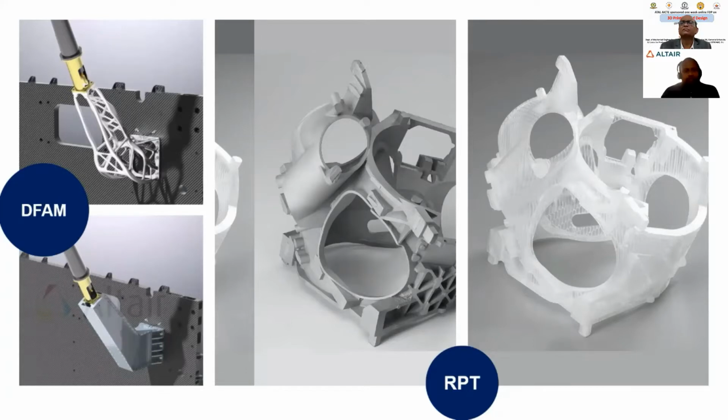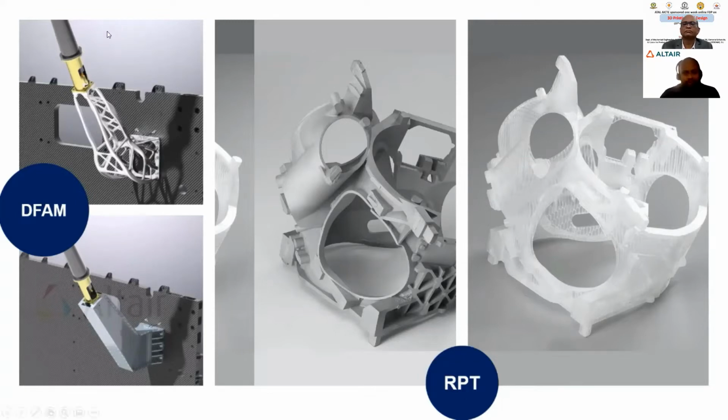Yeah. So that is DFAM. And on the right hand side, you see what is called RPT. There is a component you see in the middle of your screen, and that has been 3D printed on the right hand side of your screen, right? The original component and the 3D printed component are entirely different, as you can see, not in shape but in terms of the material used. So you could probably now figure out the difference.